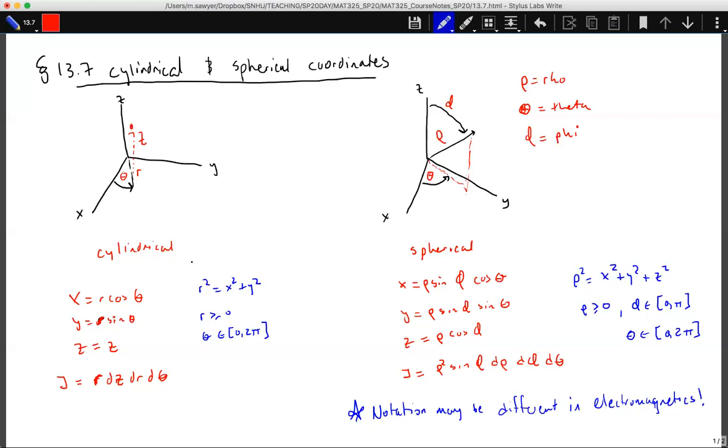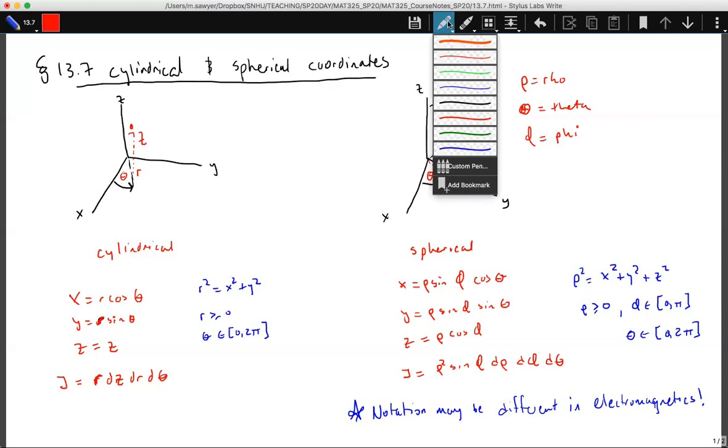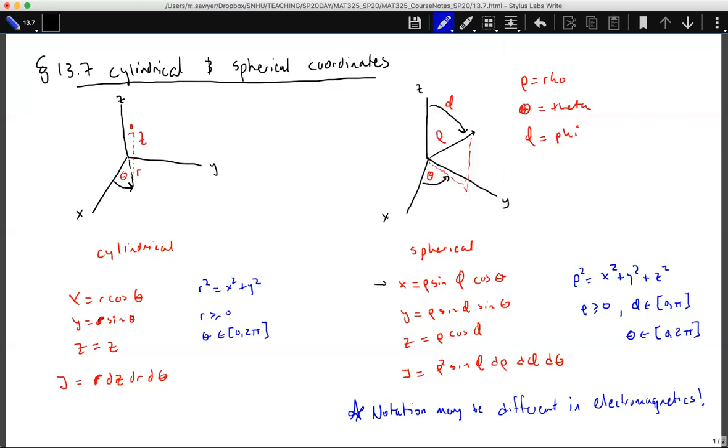So for our spherical coordinates, we have x is equal to rho sine of phi cosine theta, indicated here. y is equal to rho sine of phi sine theta, and z is rho cosine of phi. Our Jacobian is rho squared sine of phi d rho d phi d theta, where rho squared is equal to x squared plus y squared plus z squared. Rho is positive or 0. Phi goes from 0 to pi, and theta goes from 0 to 2 pi.